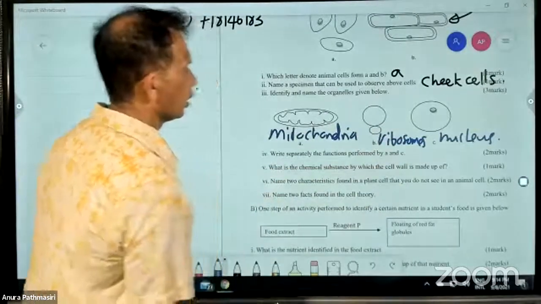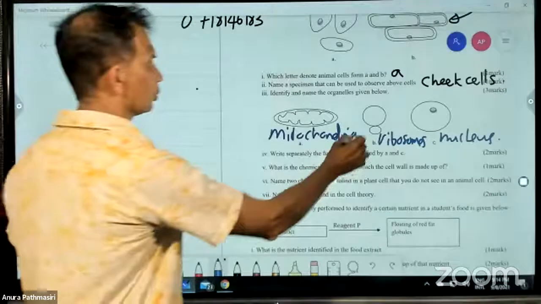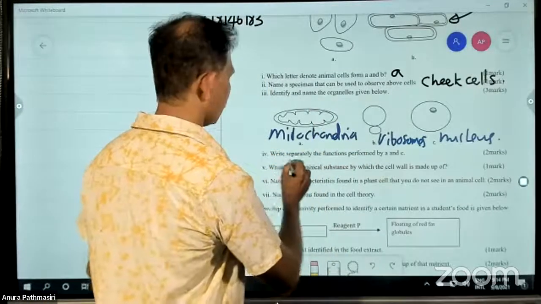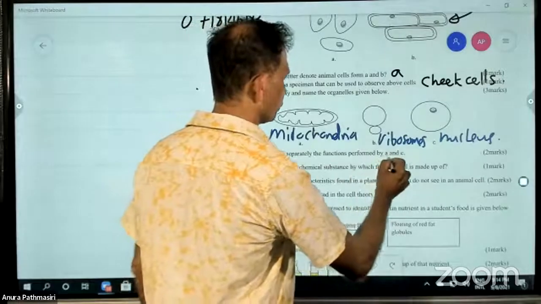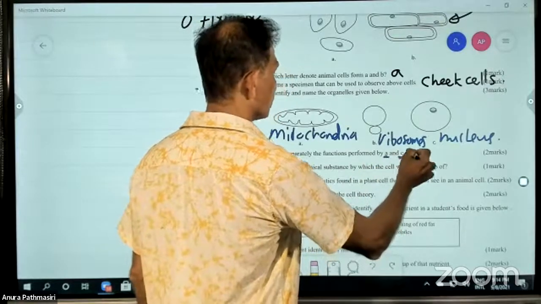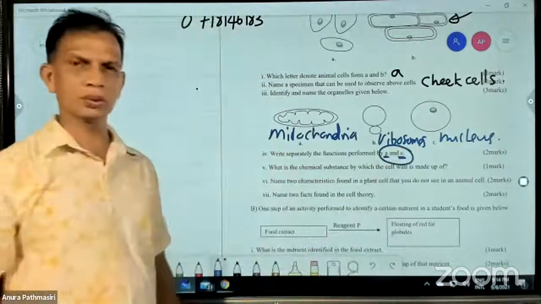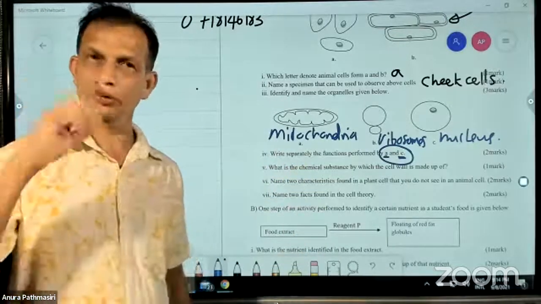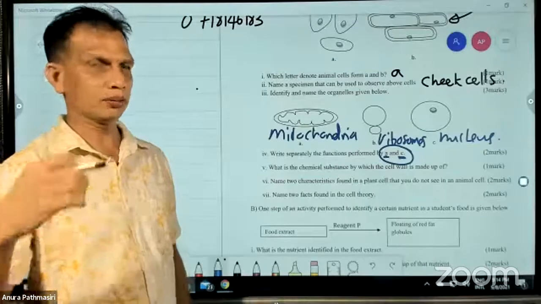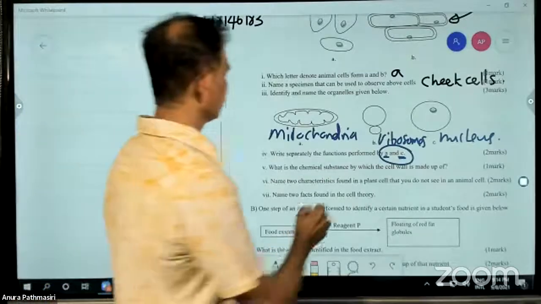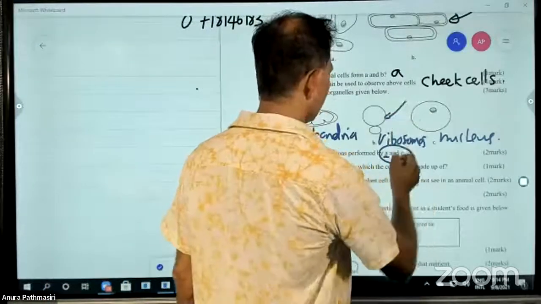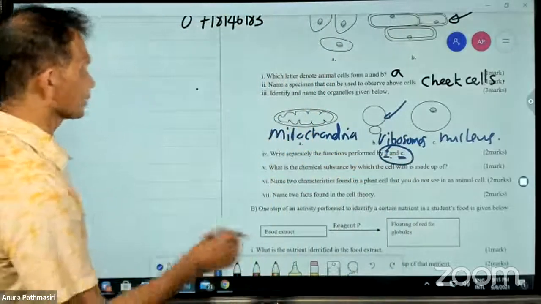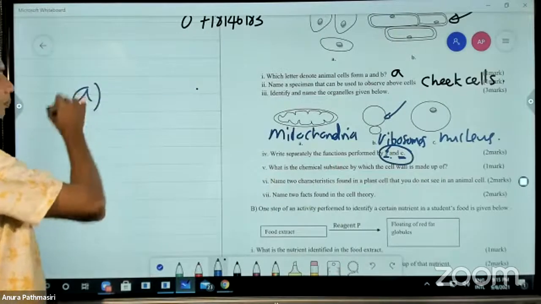So the ribosome, you have to write, where is it? Write separately the function performed by A and C. So there you have to indicate that you are going to write the function of A and the function of C. You do not want B, right? Write a separate function of A and C. I'm sorry, I just told you about B.